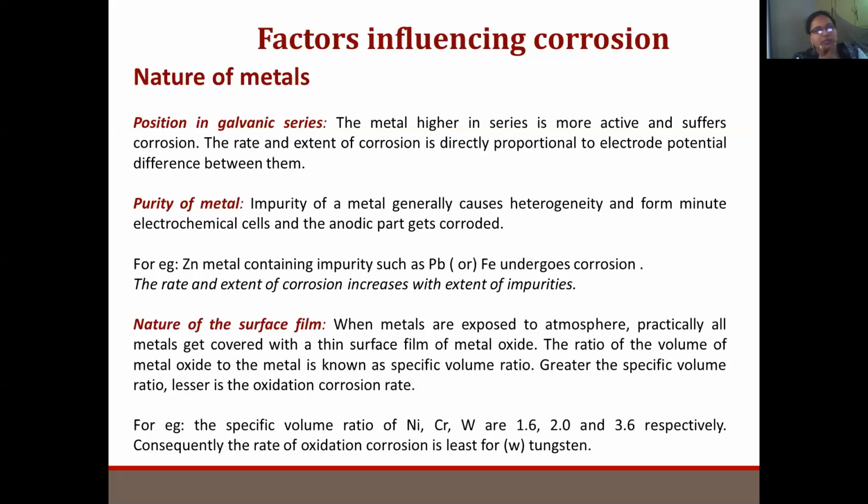Next, purity of metal. Impurity of metal causes heterogeneity, that is heterogeneous nature, and forms minute electrochemical cells, and the anodic part gets oxidized or corroded. The nature of surface film. For this, you are going to write about Pilling-Bedworth's rule. That is, if the specific volume ratio is less, then the oxidation rate will be more. If it is more, then the oxidation rate will be less.